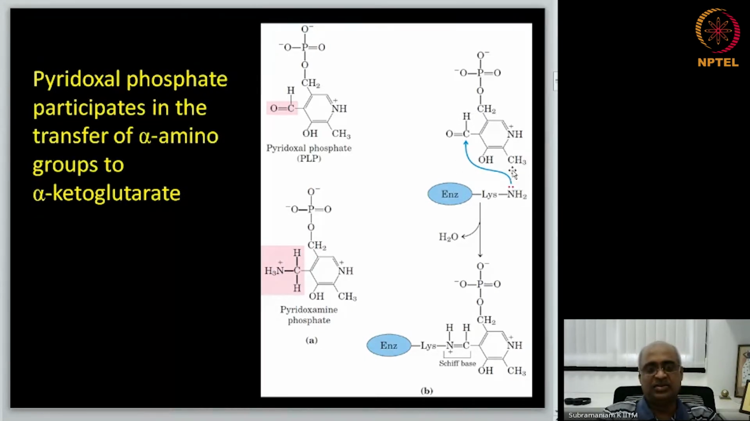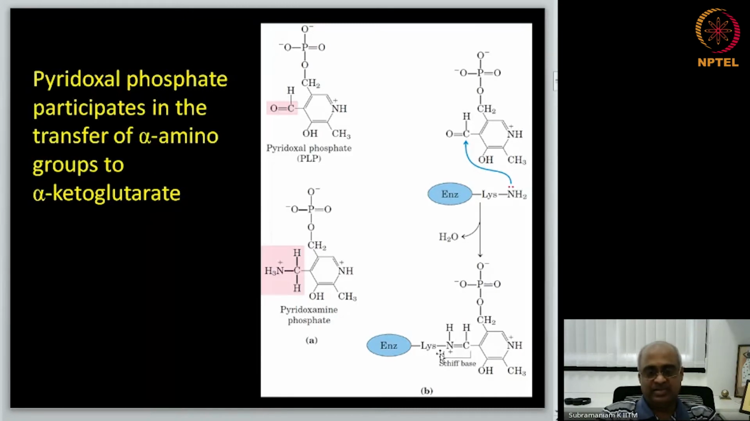This carbonyl carbon is always important in biochemistry. It has a partial negative charge and a partial positive charge, which makes it attractive for a nucleophilic attack, and that is how you have the Schiff base.